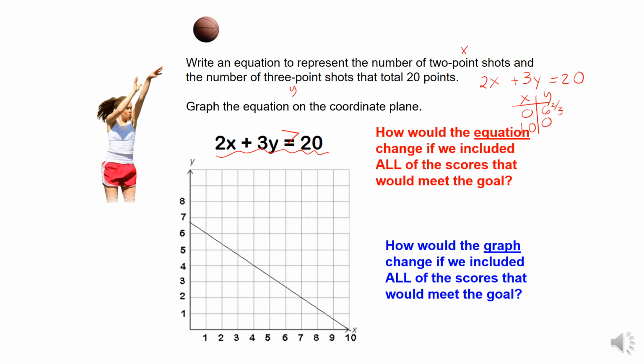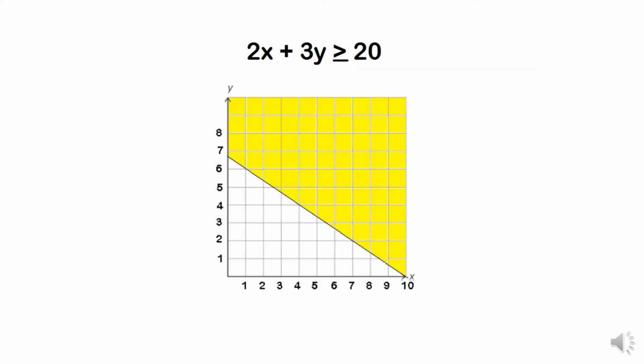And here you go. That would be the equation and the graph. So if I scored 5 2-point shots, that would be 10. And 8 3-point shots, which is pretty wild, that would be 24. That would get me to my goal because that would be 34 points, and that is greater than 20. And your coach would be very, very excited.